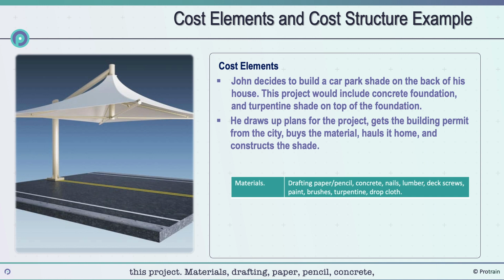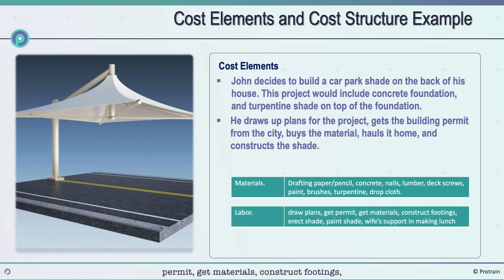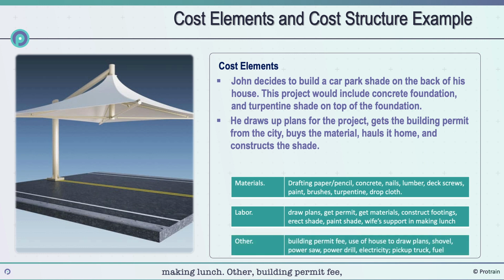Materials: drafting paper, pencil, concrete, nails, lumber, deck screws, paint, brushes, turpentine, drop cloth. Labor: draw plans, get permit, get materials, construct footings, erect shade, paint shade, wife support in making lunch. Other: building permit fee, use of house to draw plans, shovel, power saw, power drill, electricity, pickup truck, fuel. We will understand cost structure in the next slide.